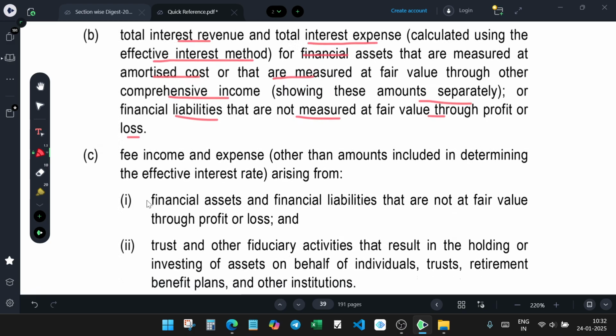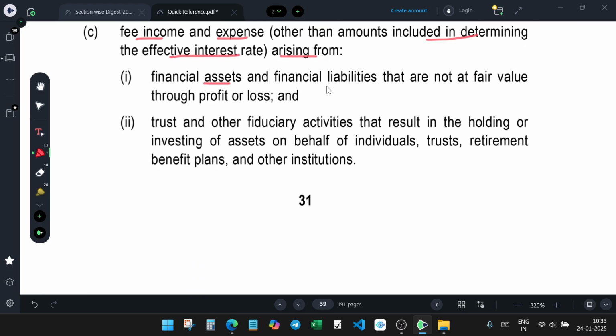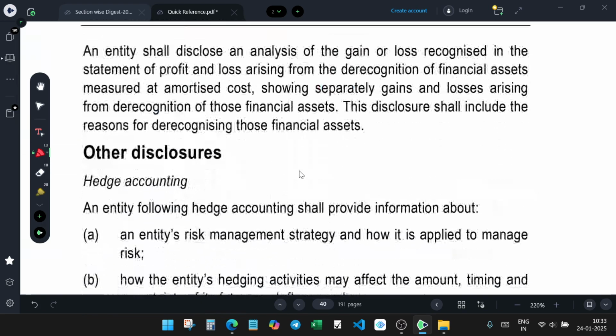Then you are going to say the fee income or fee expenses, other than the amounts included in determining the effective interest rate, arising from financial assets or financial liabilities that are not at fair value through profit and loss account. Some income and expense will arise from this, financial income, fees from financial income, that needs to be shown. Plus other fiduciary activities that result in holding or investment of assets on behalf of individuals, trusts, and retirement benefit plans or institutions. That we should take on.